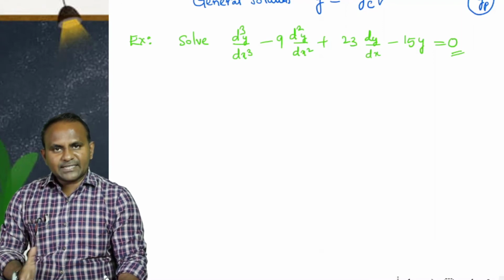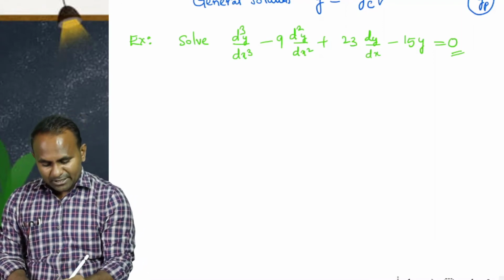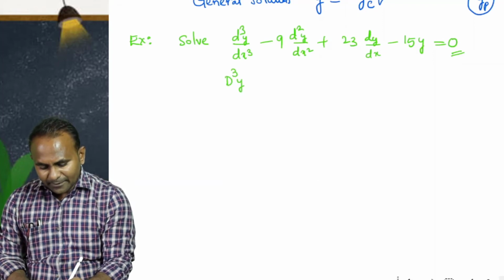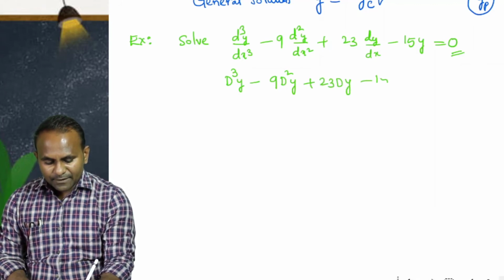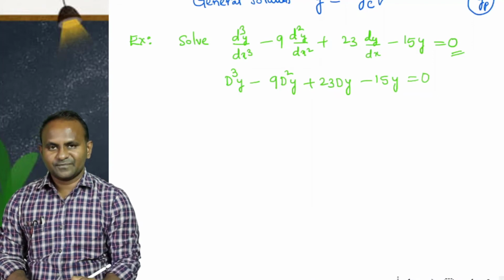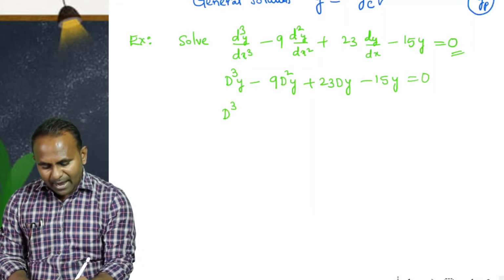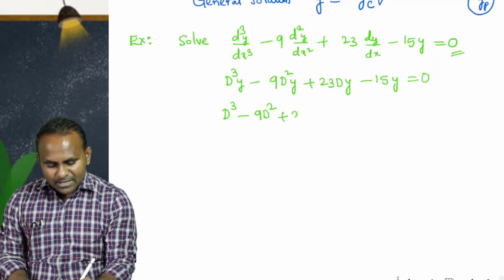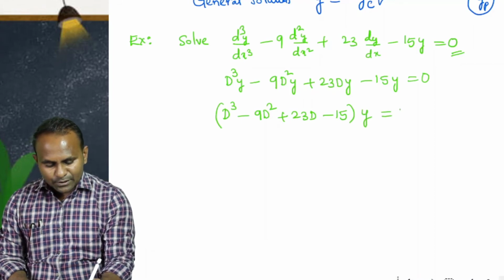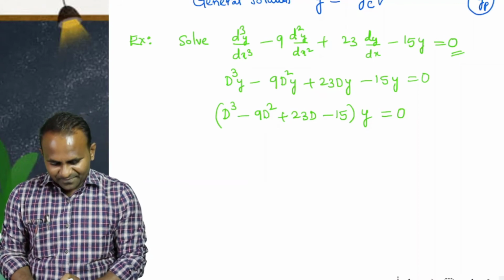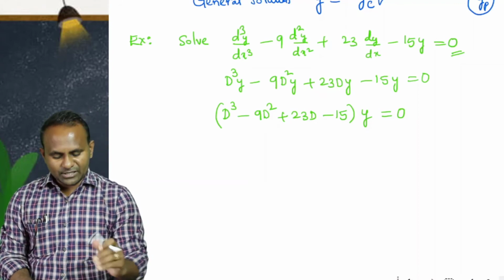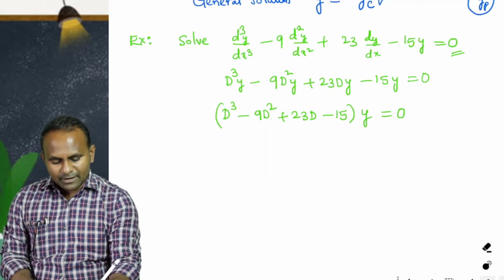So firstly, let me write this using capital D notation. This is d cube y minus 9d square y plus 23 dy minus 15y is equal to 0. And of course, this can be taken as d cube minus 9d square plus 23d minus 15 of y equals 0. Of course, this is nothing but using the notation capital D. We have not yet solved. We have not used a single procedure to solve this. So this is the given differential equation.